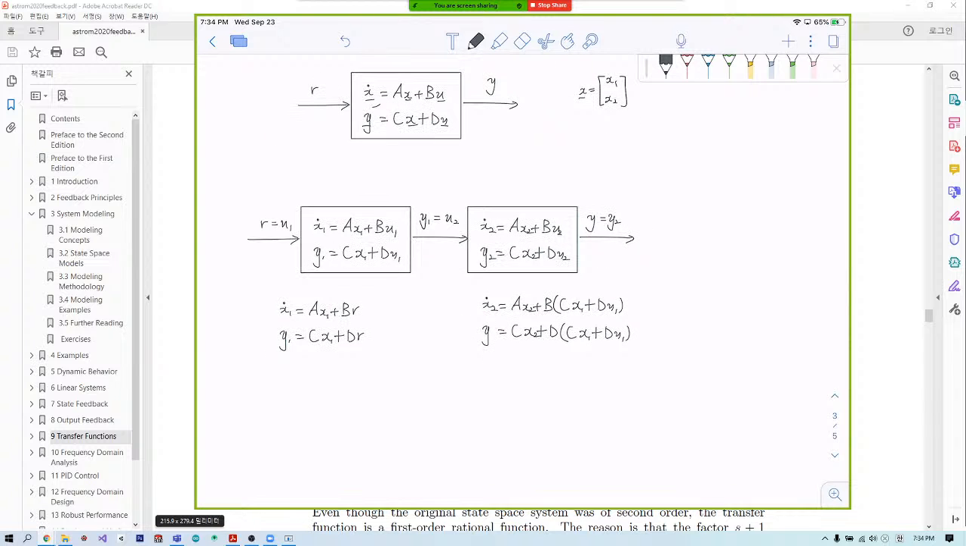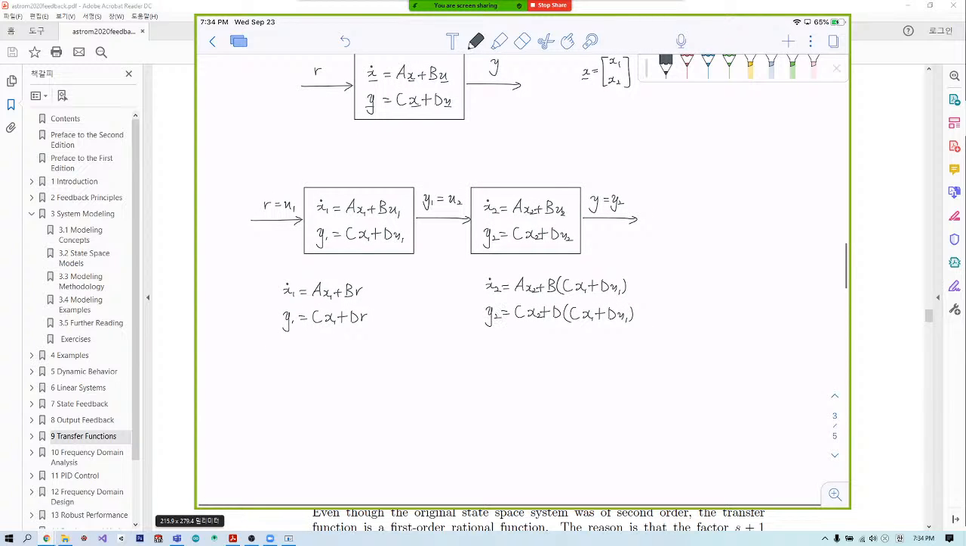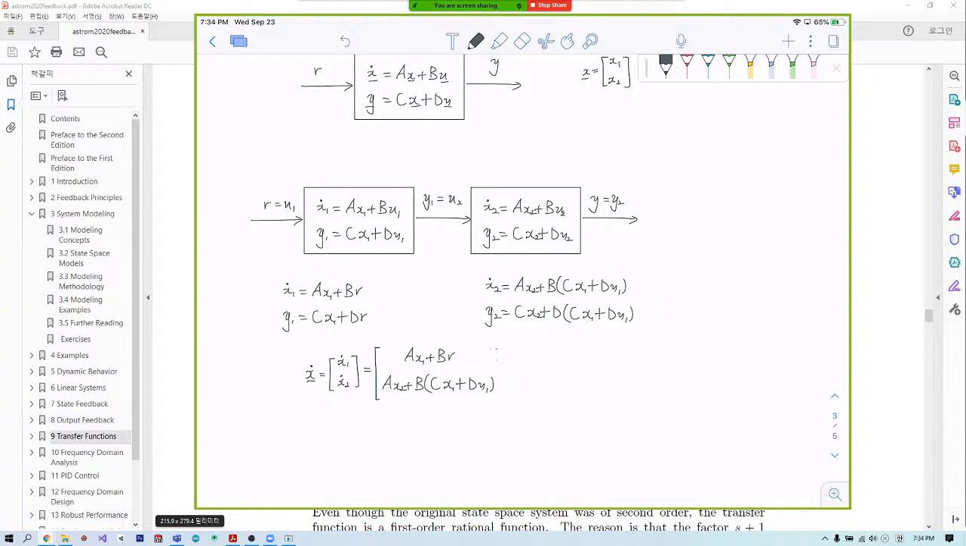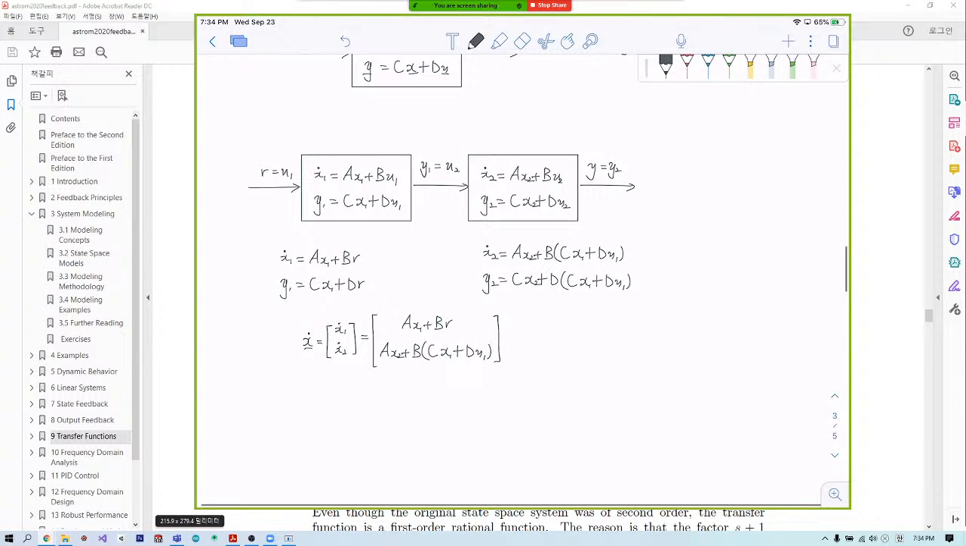So we have x dot vector there. What is x dot? X dot is x1 dot and x2 dot. That's a vector. I'm just gonna copy and paste what we already have over here. It's gonna look like this. And we want to express things in the form of a linear combination of x and u: something times x plus something times u. Okay.